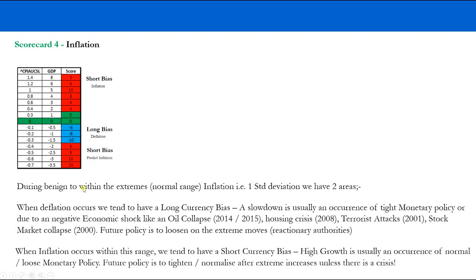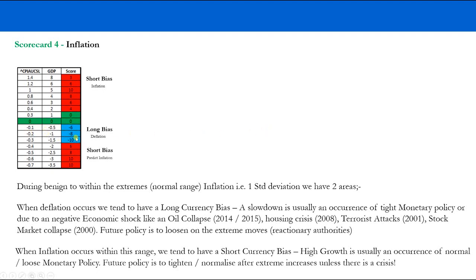So how do we scorecard this? Well, within the extremes, what we would consider the normal range of inflation, so one standard deviation, we basically have two areas, and this sort of format is now going to look familiar to you. So when deflation occurs, this is the minor deflation that we talked about earlier, we have a long currency bias. The slowdown is usually an occurrence of tighter monetary policy or due to a negative economic shock like an oil collapse, which has happened recently, the housing crisis of 2008, terrorist attacks in 2001, stock market collapse in 2000. If you look throughout history, you'll see what periods of negative GDP growth, what time they actually came, what these periods are actually associated with in the CPI, and vice versa.